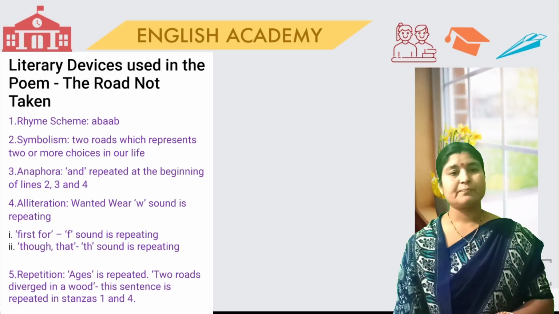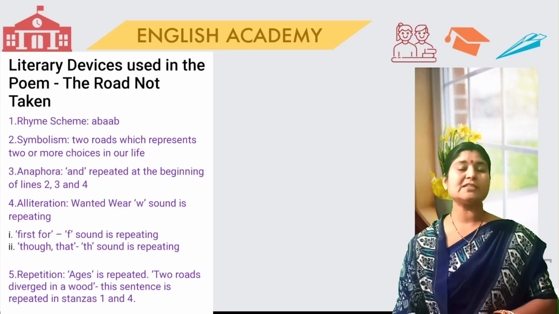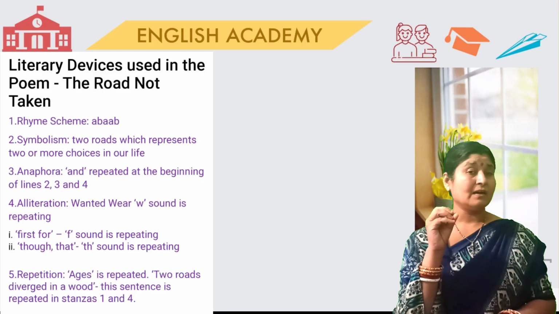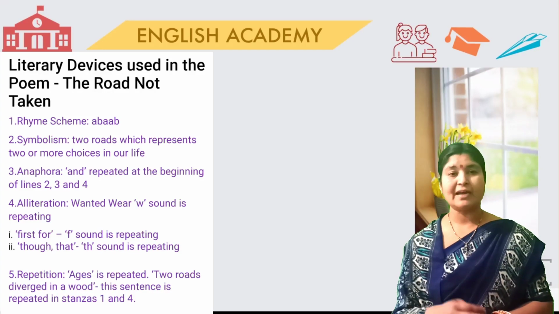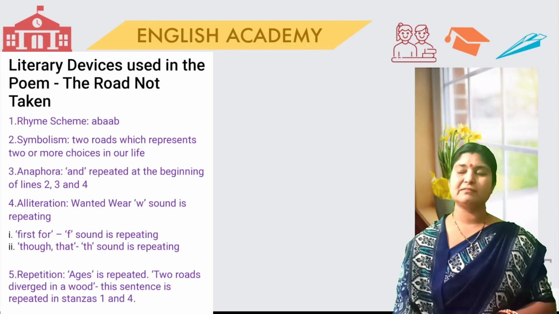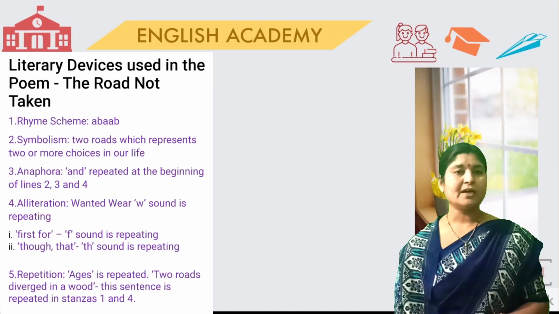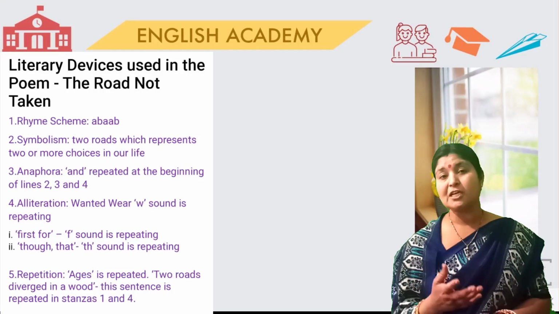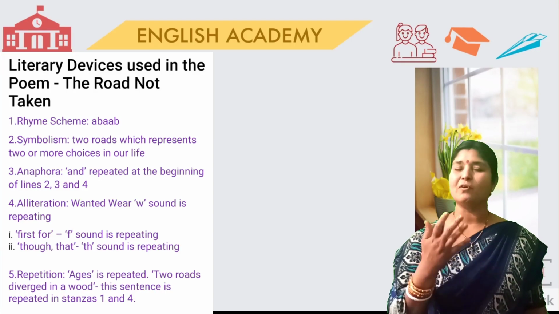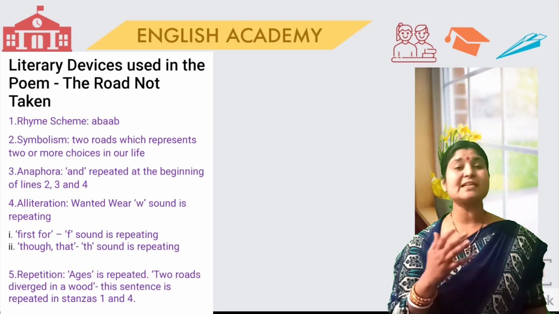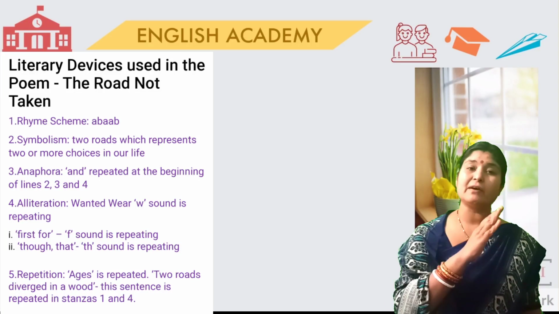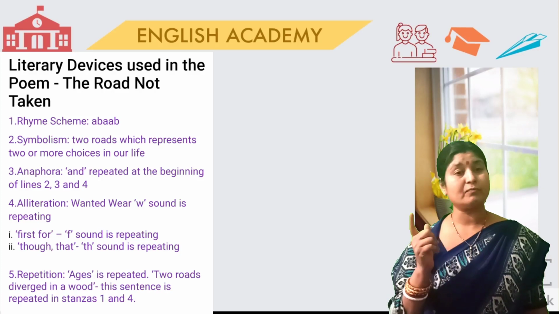My dear students, in this poem, Robert Frost, the poet, has used some figures of speech, like symbolism, anaphora, alliteration, and repetition. Symbolism means two roads which represent two or more choices in your life. Next, that is anaphora. Anaphora is repeated at the beginning of the lines, like lines 2, 3 and 4.